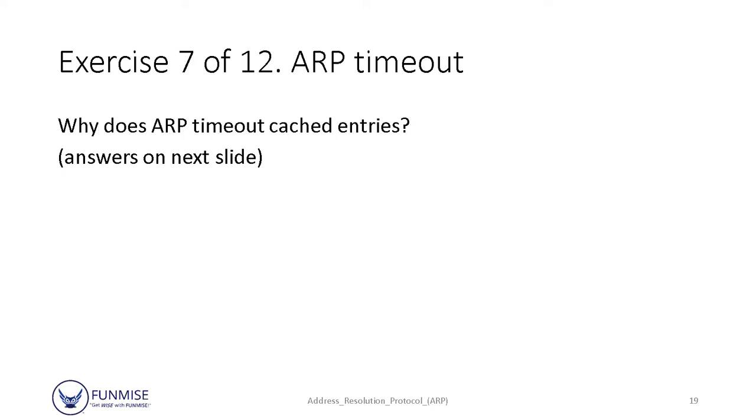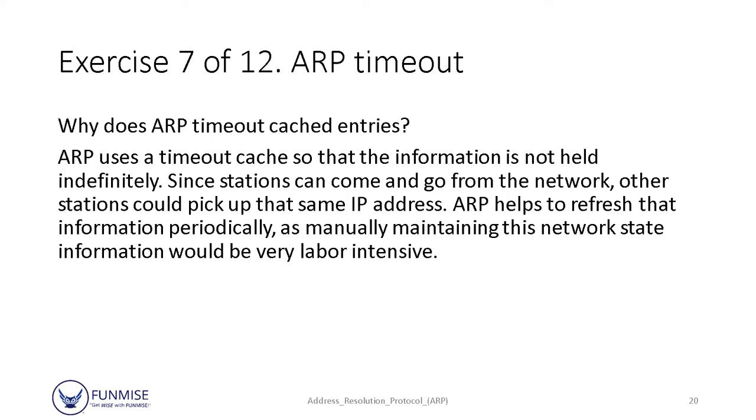Exercise 7 of 12. ARP timeout. Why does ARP timeout cached entries? Well, ARP uses a timeout cache so that the information is not held indefinitely. Since stations can come and go from the network, other stations could pick up that same IP address. ARP helps to refresh that information periodically, as manually maintaining this network state information would be very labor intensive.